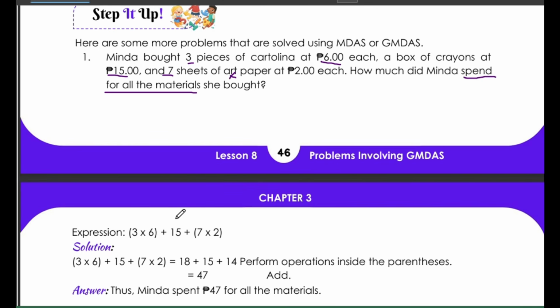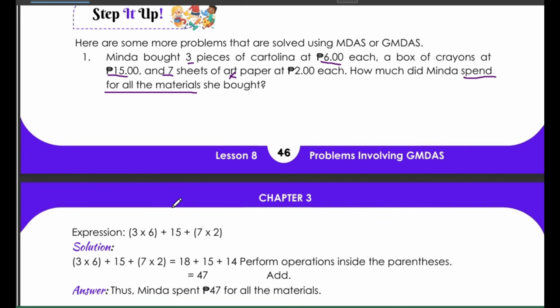So to express that in an equation, we can put it inside the parentheses, or it's up to you if you do not want to put it in parentheses. I believe it can be so. However, putting it in a parenthesis also has its advantages. So in this case, again, the cartolina costs 6 pesos, so that is 3 times 6.